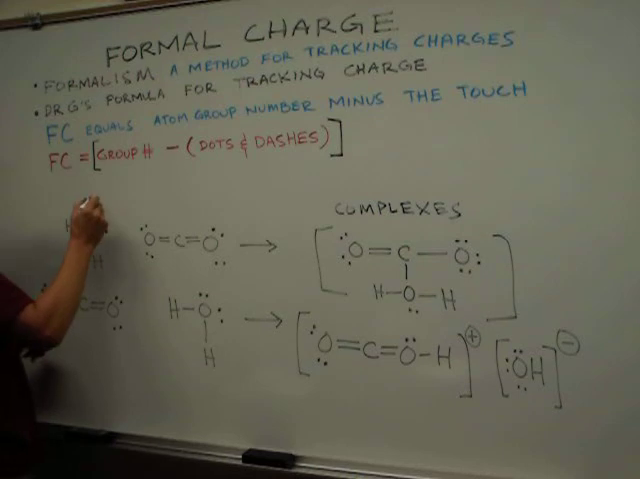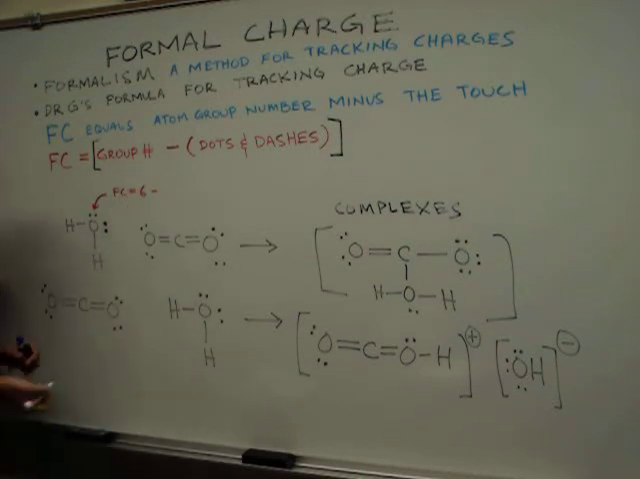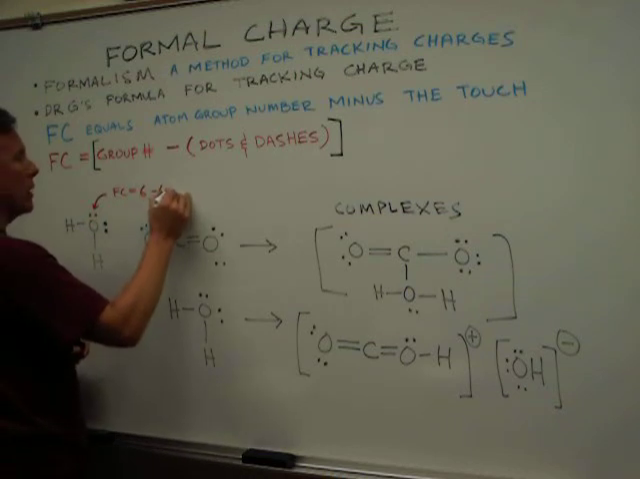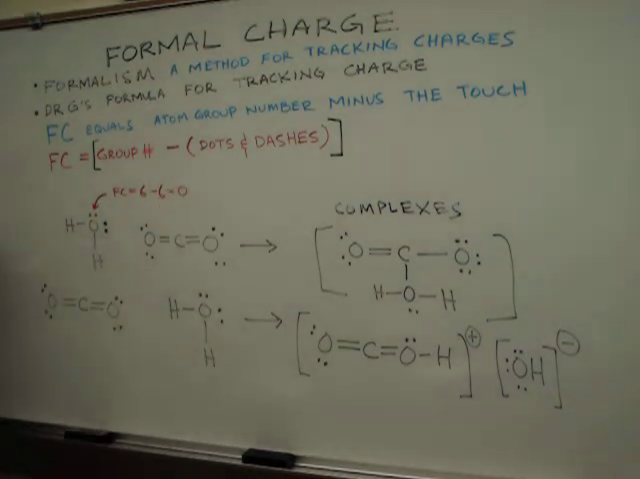For example, oxygen is in group 6. Formal charge of oxygen in water is group number 6 minus dots and dashes. There are 2 dashes and 4 dots for a total of 6. 6 minus 6 is equal to 0. If we wanted to look at the formal charge of carbon in carbon dioxide, carbon is in group 4. Formal charge of carbon is equal to group 4 minus 4 dashes. 4 minus 4 is equal to 0.